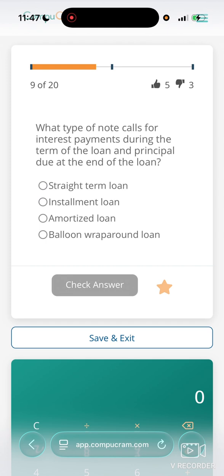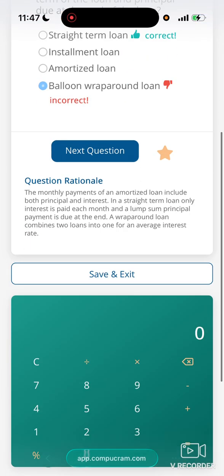What type of note calls for interest payments during the term of the loan and principal due at the end of the loan? Straight term loan, installment loan, amortization loan, balloon wraparound loan. Say balloon wraparound. Oh, straight term loan.